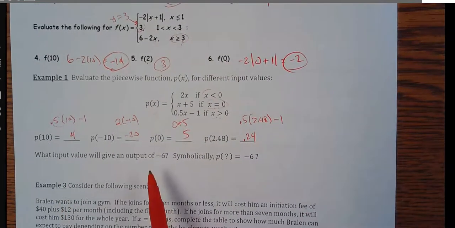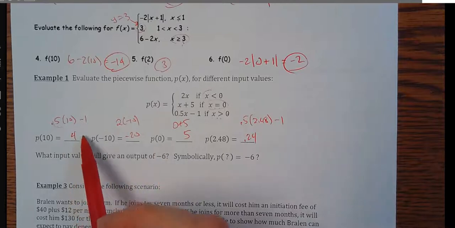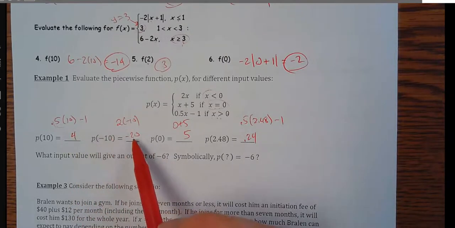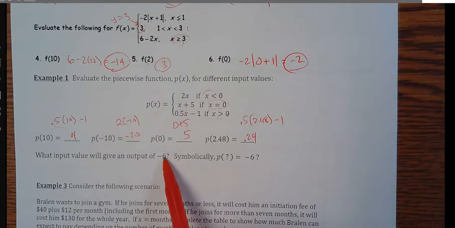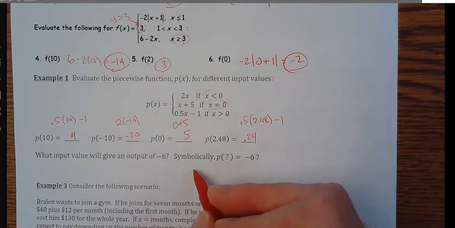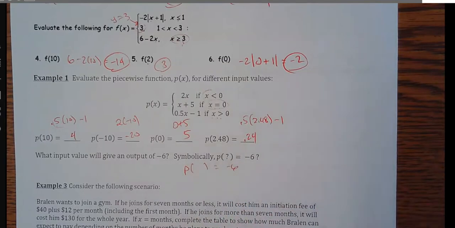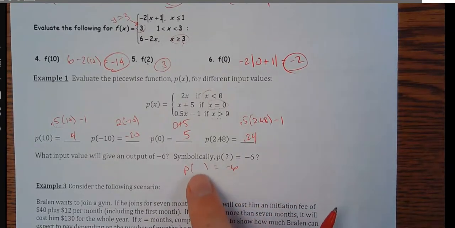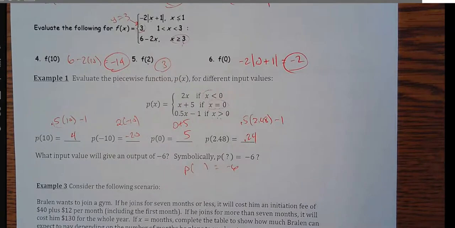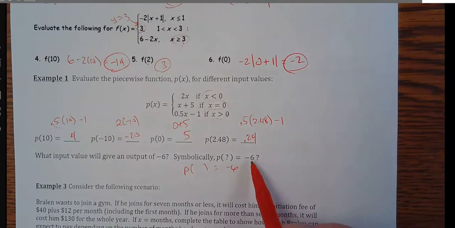Now the next one, kind of working backwards now. They've given you the answer. Like this answer was 4, this answer was negative 20. Well, here the answer is negative 6. They want to know what you plug in. So P of what would you plug in to get negative 6? You've got to work backwards here. And the biggest thing, it's kind of tricky: you say, which one should I use?